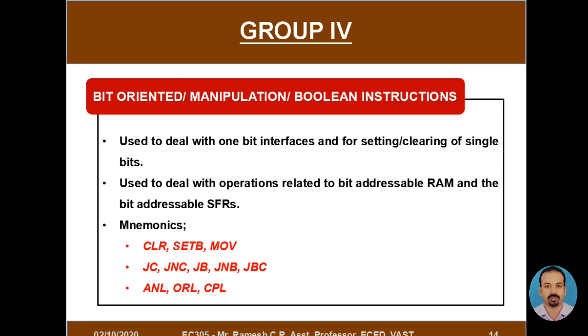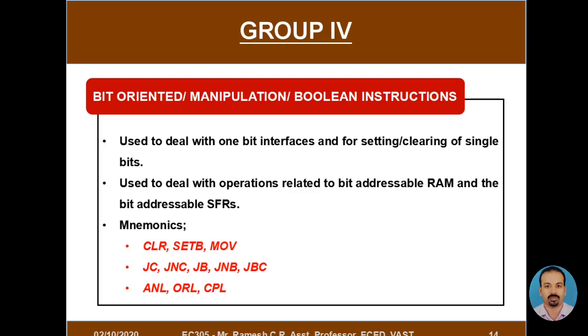Then MOV: again, if the operands to be moved are 8 bits wide, then it goes to the data transfer instructions. If the operands to be moved are single bits, then it will be grouped under group 4. Then JC and JNC, that is, jump if carry and jump if not carry. If the carry flag is set, then we need to jump, and JNC means if the carry flag is not set, we need to jump.